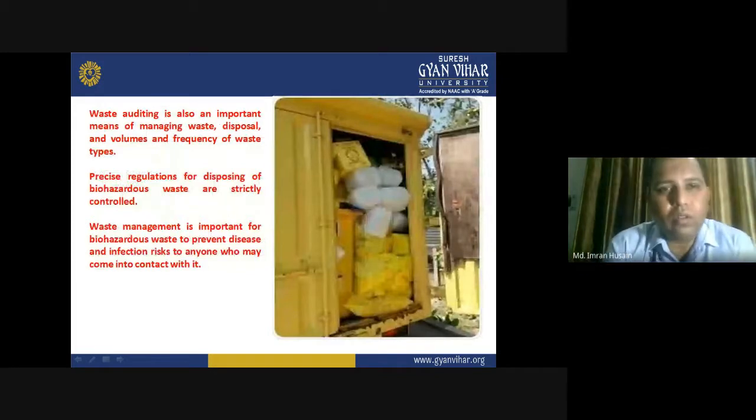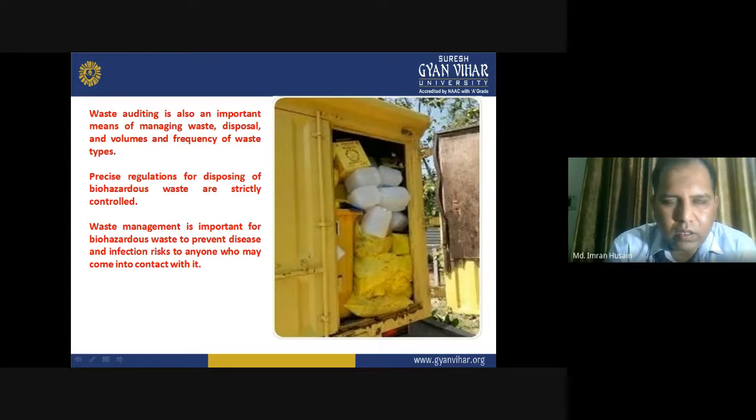Waste auditing is also an important means of managing waste disposal and the volumes and frequency of waste types. Waste auditing is very important because whatever type of waste is being discarded or sent off should be monitored properly, proper records should be maintained, and auditing should be done from time to time to see that everything is being operated in a similar manner. No procrastination or carelessness is being carried out, right?